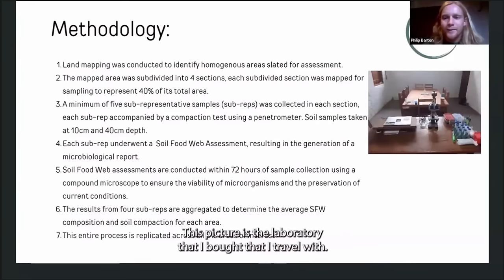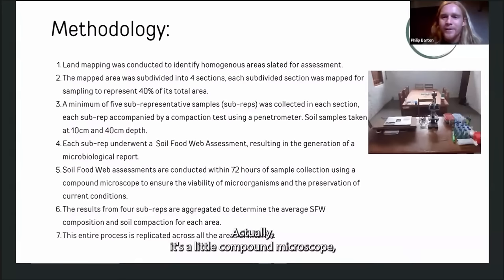This is a side note. This picture is the laboratory that I bought, that I travel with, actually. It's a little compound microscope. And we set this up at Ernst's farm so we could do all the tests on site, which was really, really fun. A really fun thing to do.